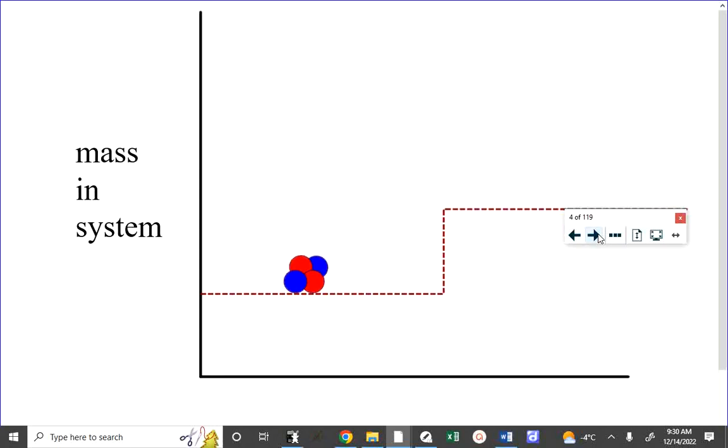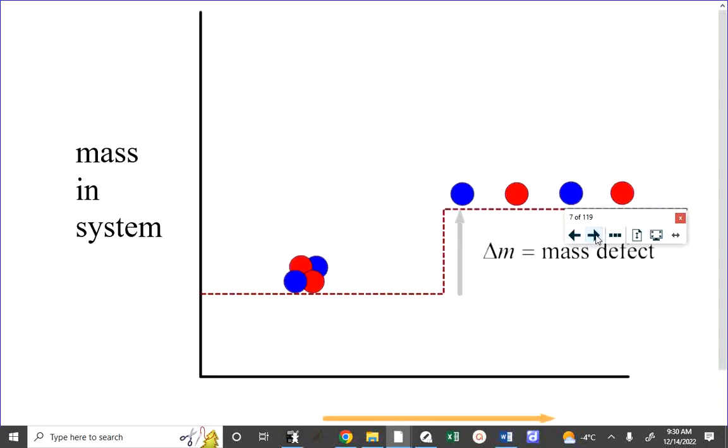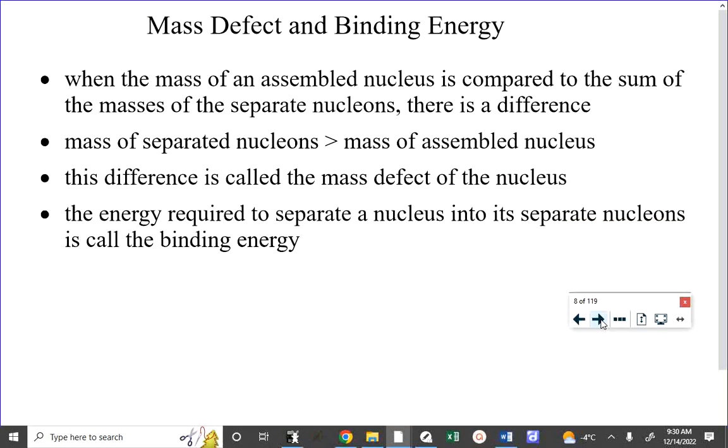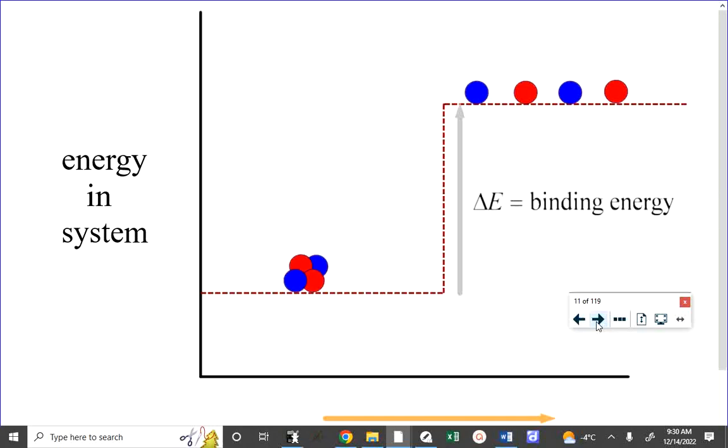And I think we used an alpha particle yesterday, didn't we? Helium nucleus. Okay, so if I do this, the mass goes up. Why? Because I've added energy, and energy is mass. That increase in mass is called the mass defect. Okay, so however much the mass goes up by, that's the mass defect. And the energy required to accomplish that is the binding energy. And that's where we're at basically. That the energy in the system goes up as well, and that increase in energy is the binding energy.